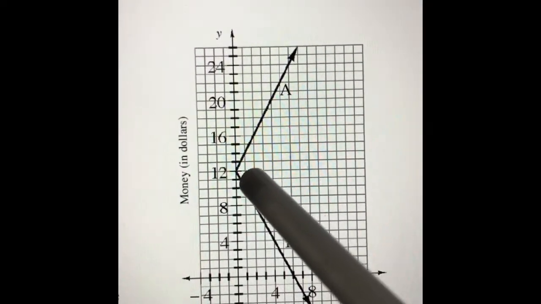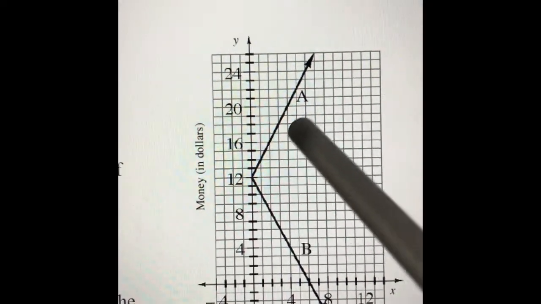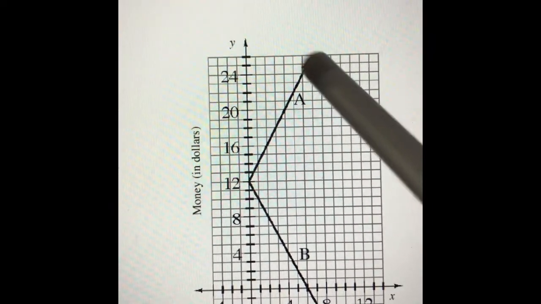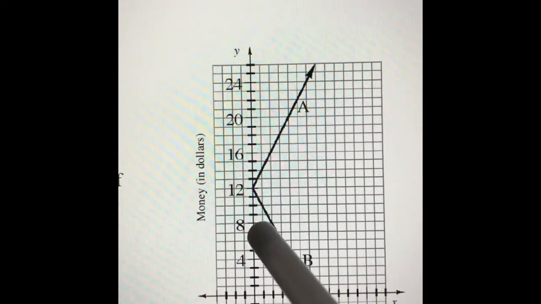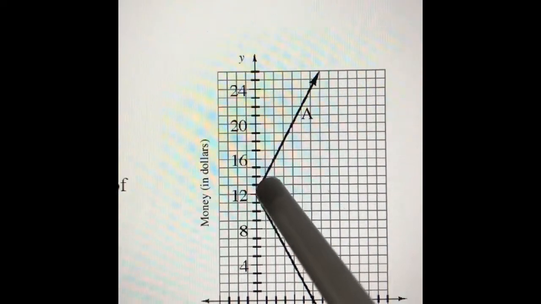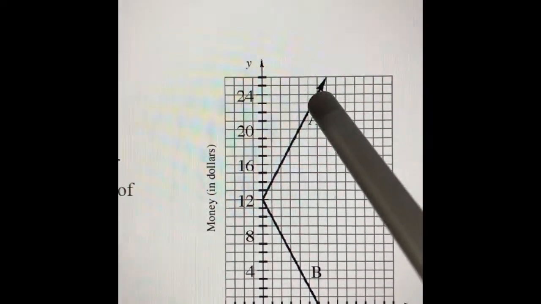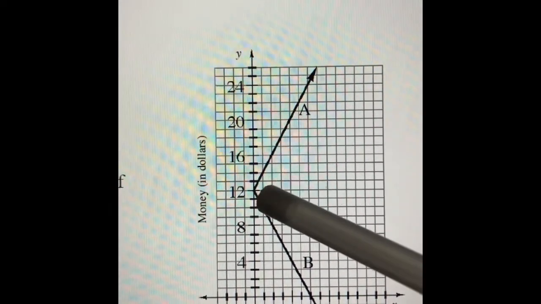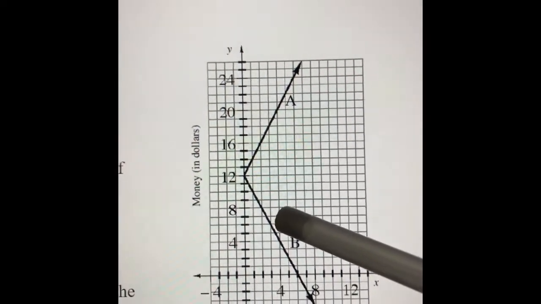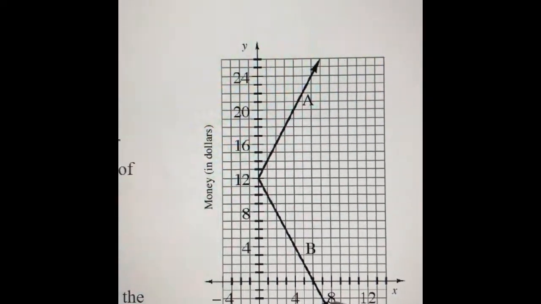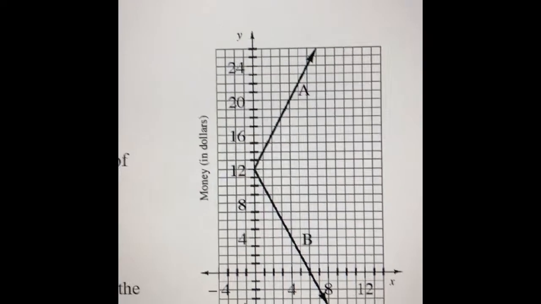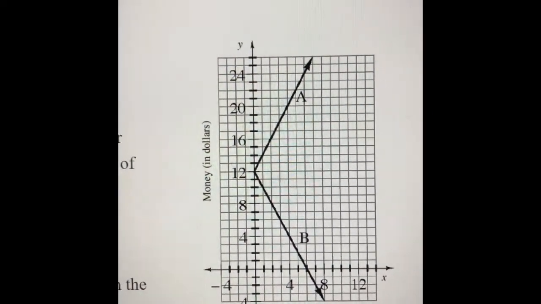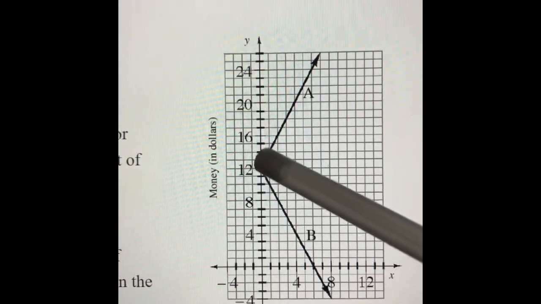And it looks like for person A, the money is increasing because it's going up. So I put that person A's money is increasing $2 a day, and then it looks like person B's money is decreasing by $2 per day. And I'm just using the slope for that number too, because I know the slope is 2 over 1.